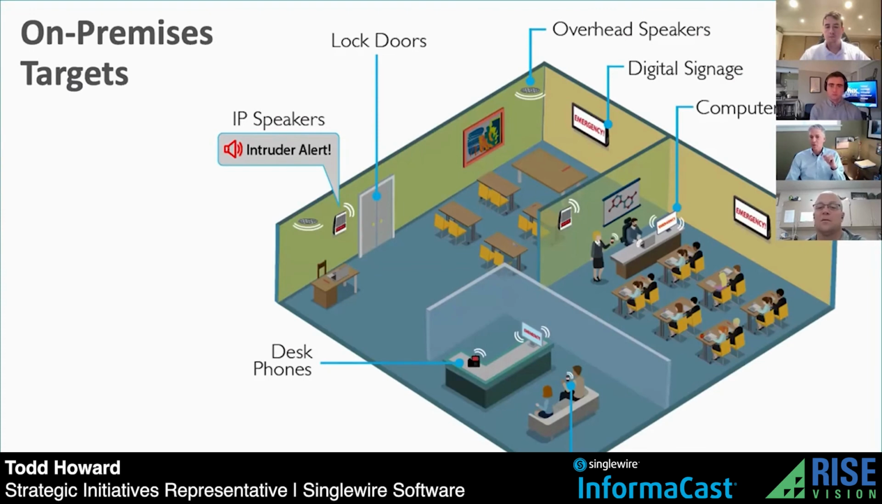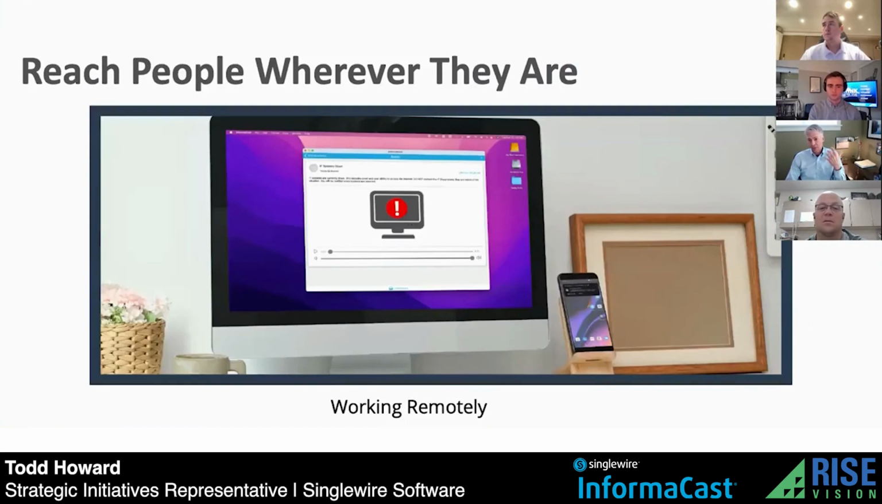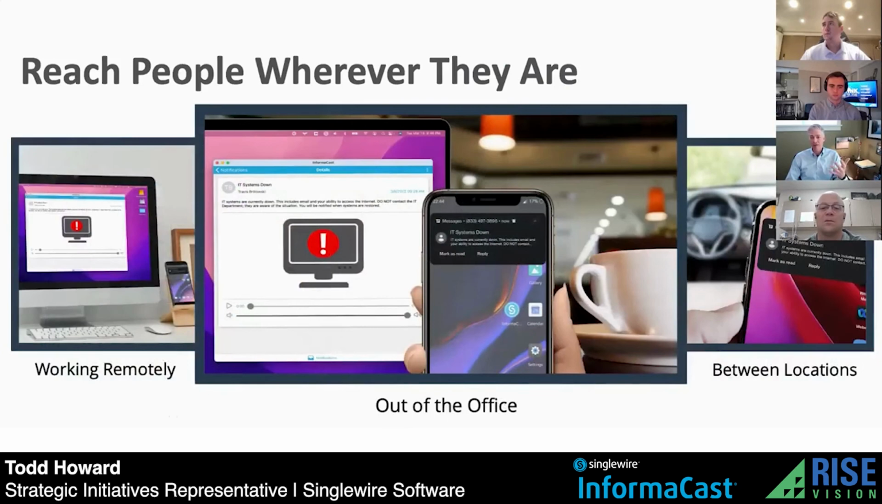What about the people who are not on the premises when this happens, but you might want them to know about it? Simultaneous to those alerts playing on premises, you can also set the system up to send those alerts to people on their mobile devices and their personal computers, no matter where they are. It doesn't matter if they've got their mobile device or their PC, we can reach them, you can reach them with those emergency notifications.